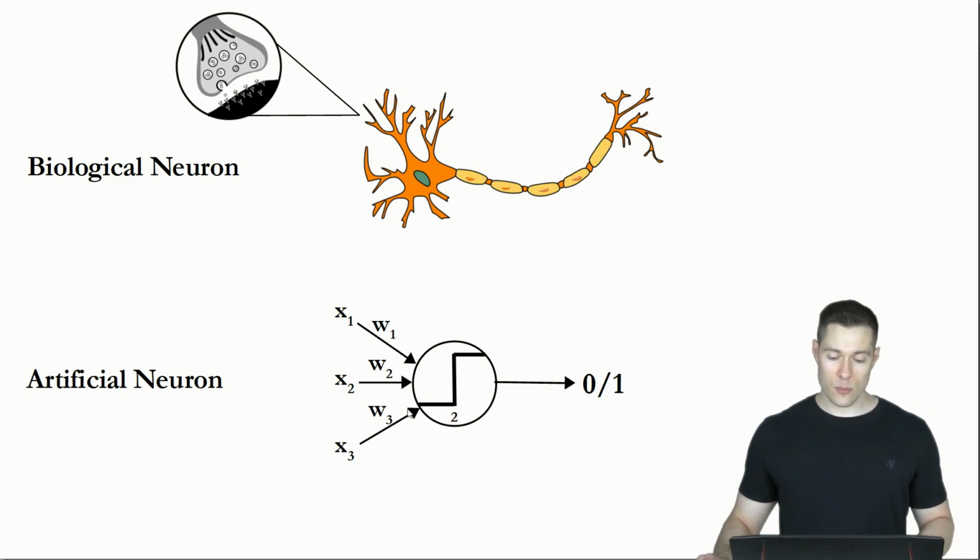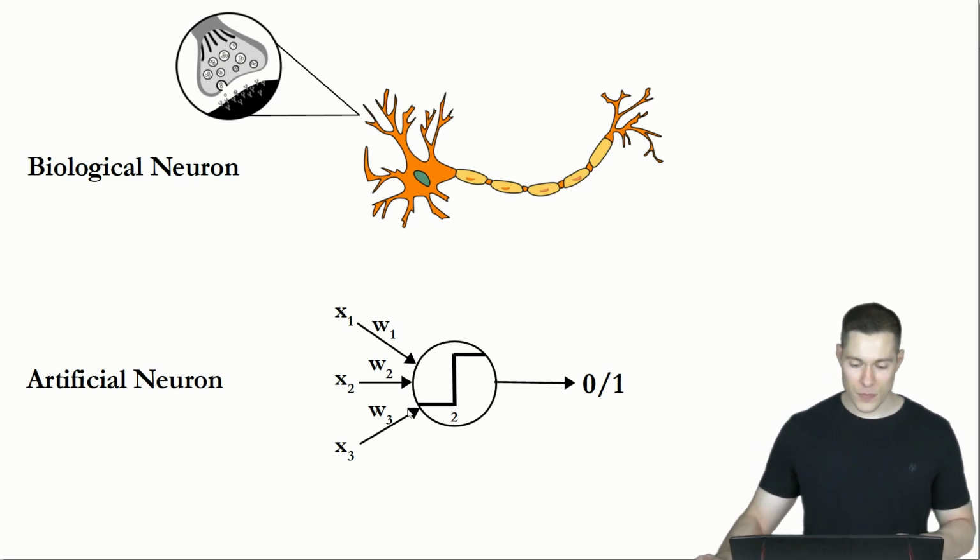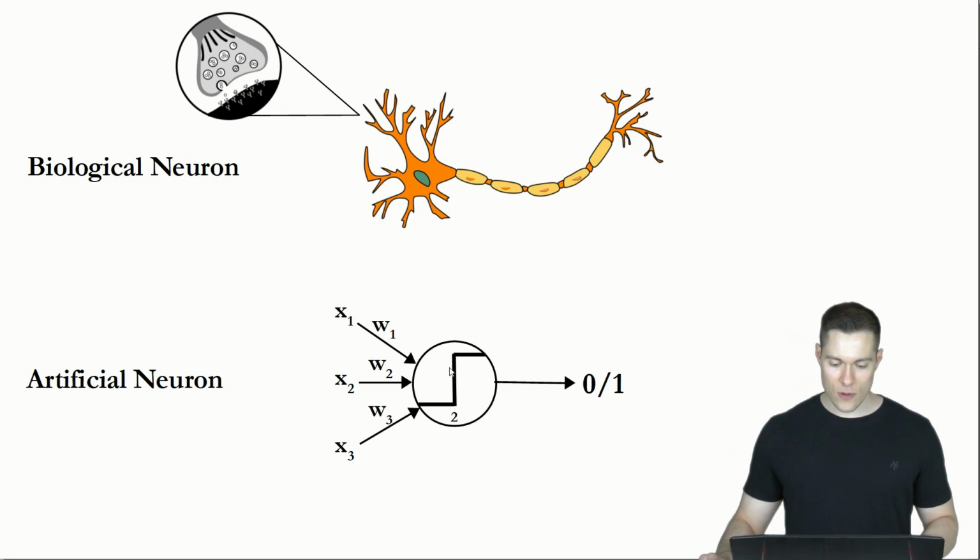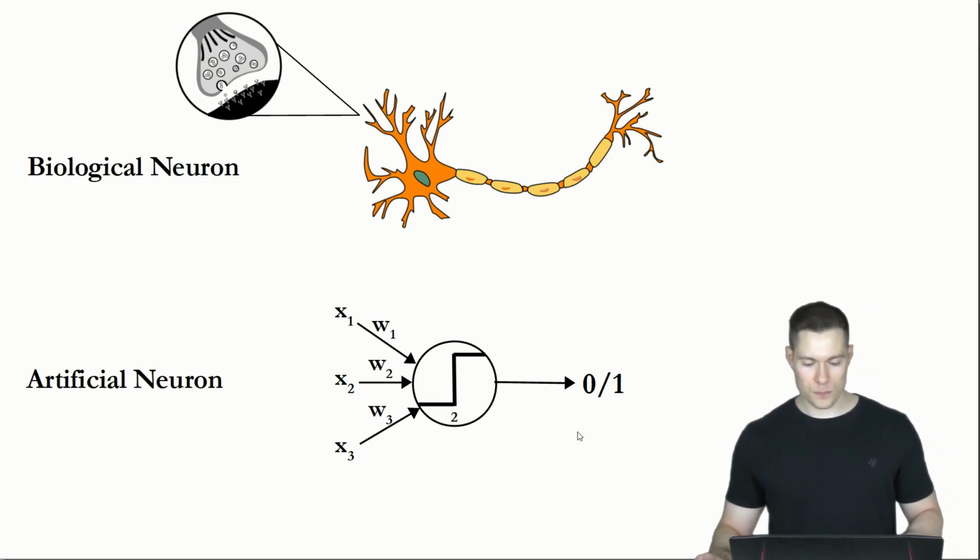This weighted sum we then put into our activation function, which in this case is a step function with the threshold level of 2. So if the weighted sum is equal or bigger than 2, then the output of the neuron will be a 1, and if the weighted sum is smaller than 2, then the output will be a 0.